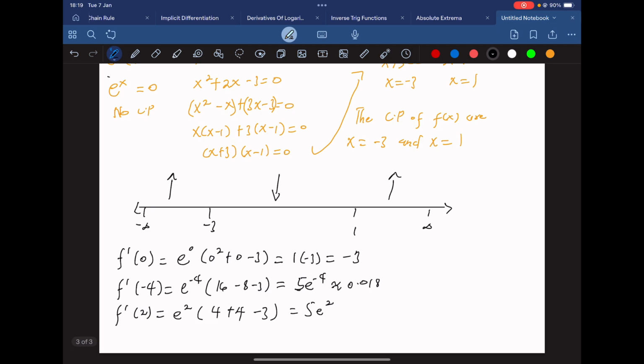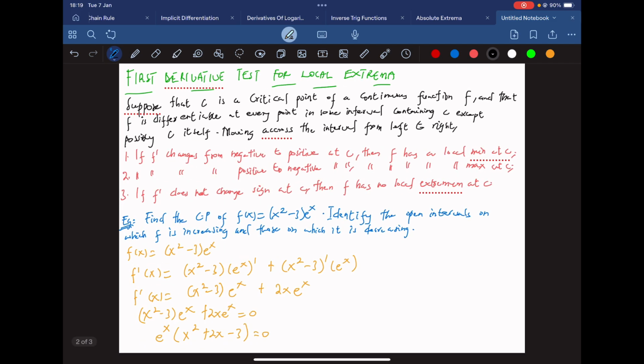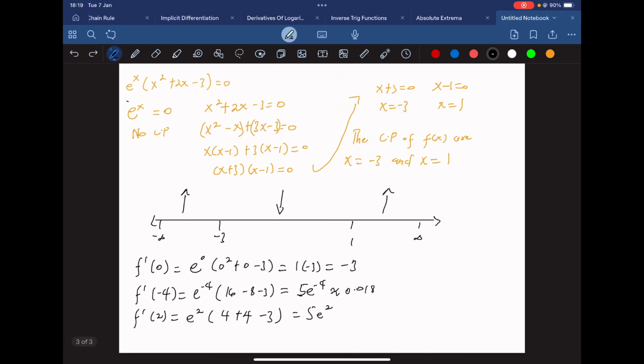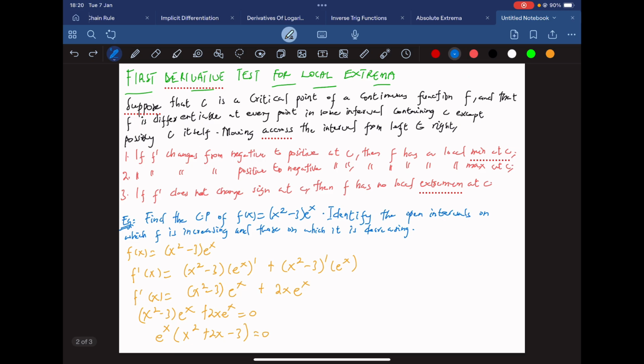Now let's identify, is there a local maximum? Remember, to have a local maximum, f prime changes from positive to negative. We have two critical points, -3 and 1. Let's start from -3. At -3, you can see that it goes up, meaning positive, and it changes sign from positive to negative over here. Since it changes from positive to negative, we have a local maximum. Remember, if it changes from positive to negative, we have a local maximum.